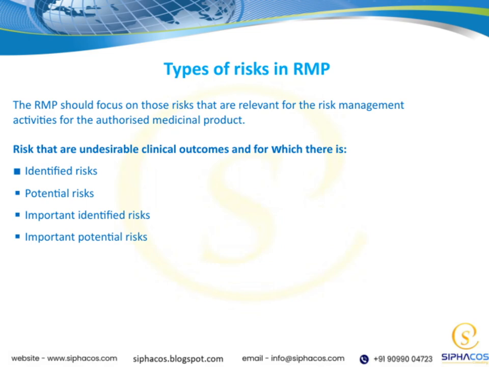In summary, the types of risks in an RMP are defined by their level of certainty and importance, guiding us on where to focus our risk mitigation strategies. This way, our approach remains targeted, efficient, and ultimately protective of patients.